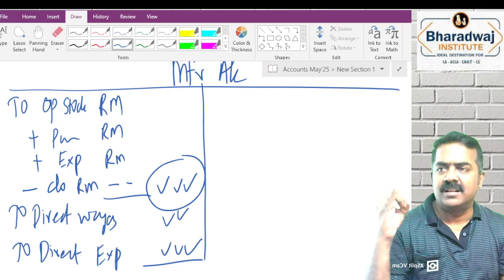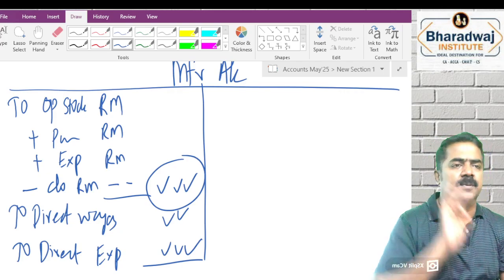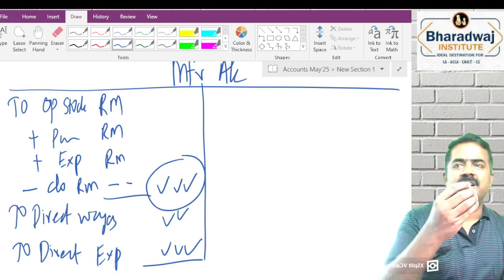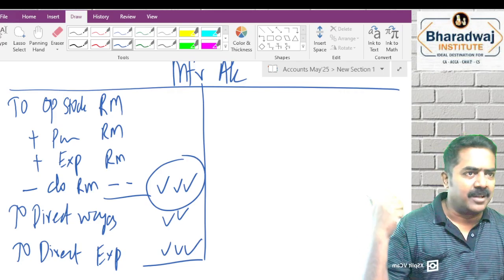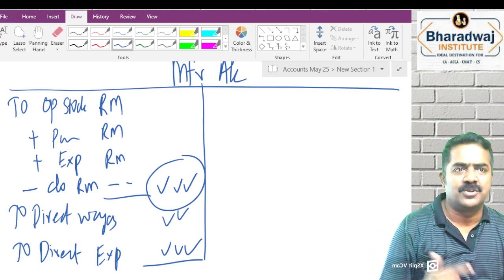Material, wages and direct expenses, we call it prime cost. Any product for that matter, this expense will be there. Let's assume you are making jewelry. Will there be raw material cost? Yes. Opening stock plus purchases minus closing stock gives raw material consumed.